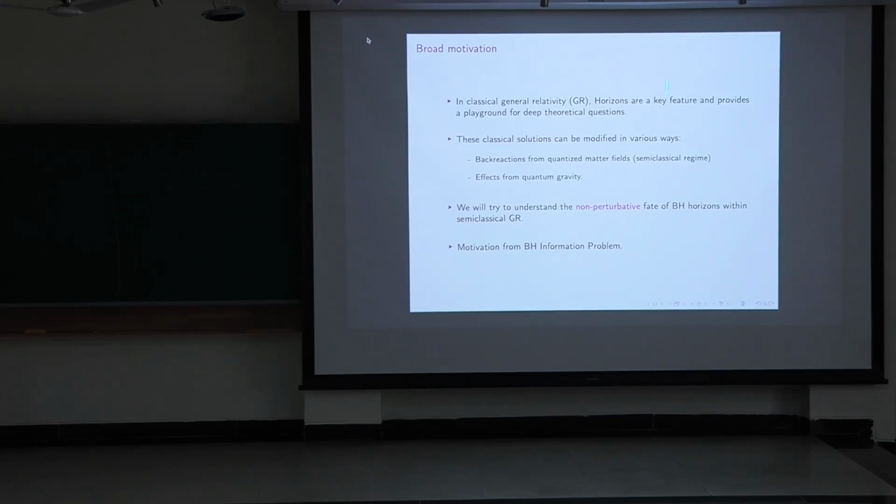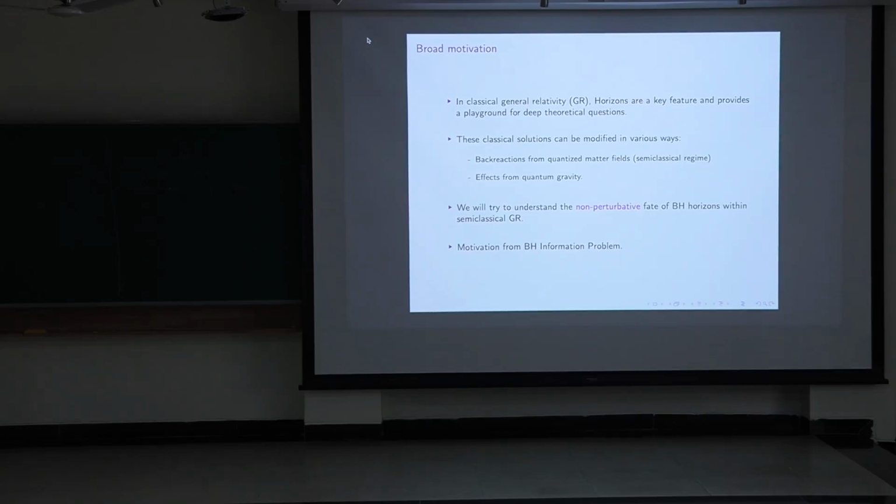As I said, this idea that I'll be talking about is very old. We know that horizons are a key feature of black holes. They provide deep insights. But these classical black hole solutions can be modified in various ways. We'll be talking about the semi-classical regime where we have quantized matter fields. You can of course also have some fuzzball-like pictures in quantum gravity and so on, but we'll not be worrying ourselves with that. We'll try to understand in the semi-classical regime, quote-unquote, non-perturbative effects or the fate of black hole horizons.